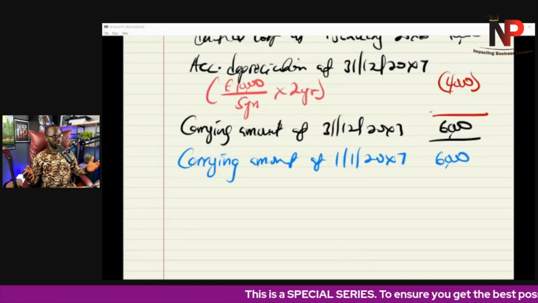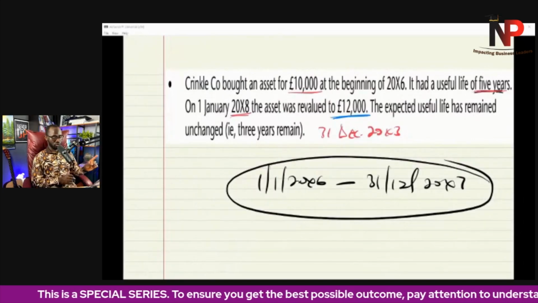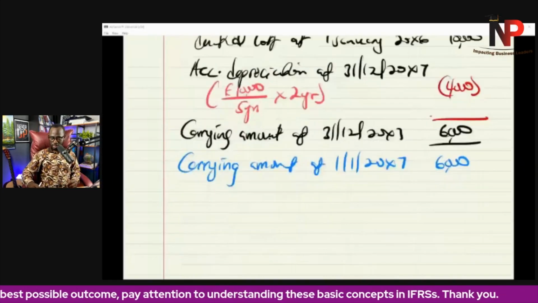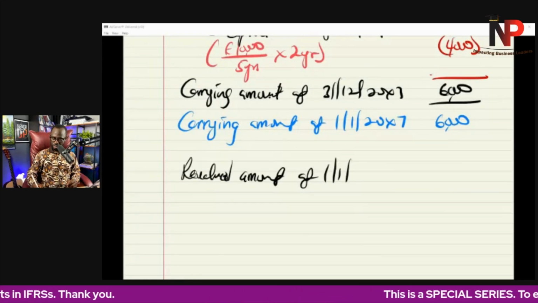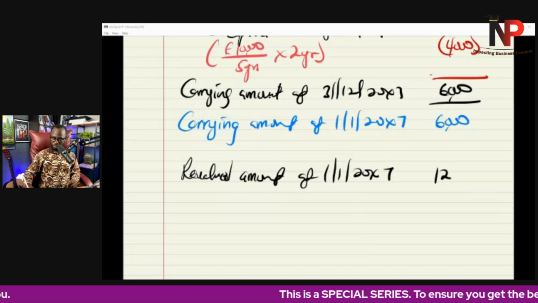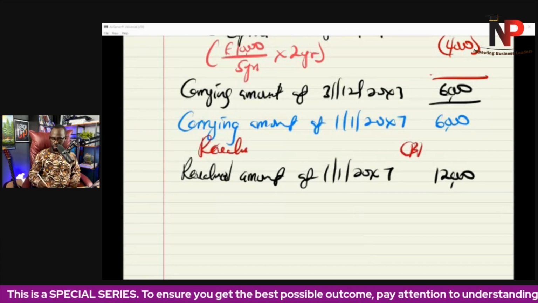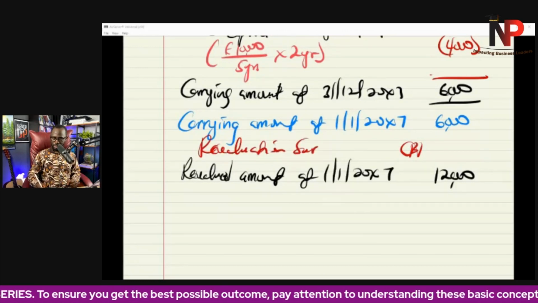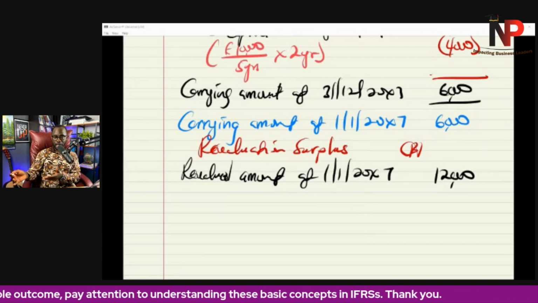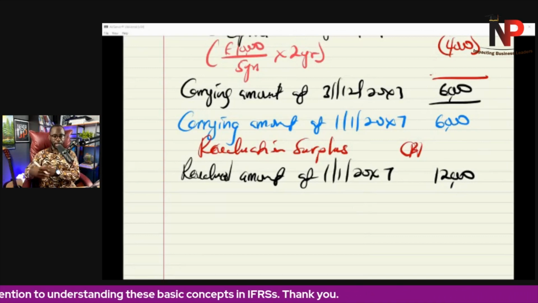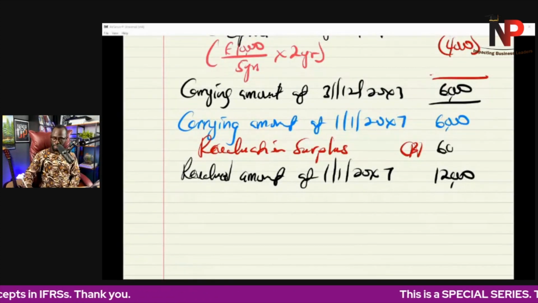Now, the question we then ask ourselves is, it was that date that they revalued the asset to 12,000. So if they revalue the asset to 12,000, what do we do? We bring in the revalued amount at 1st January 20X8, 12,000. And so the balancing figure will become a revaluation surplus. Now, this is the first time they are revaluing the assets, right? So this revaluation surplus will ultimately end up in where? The OCI and then revaluation reserve on the face of the statement of financial position, and that is 6,000.